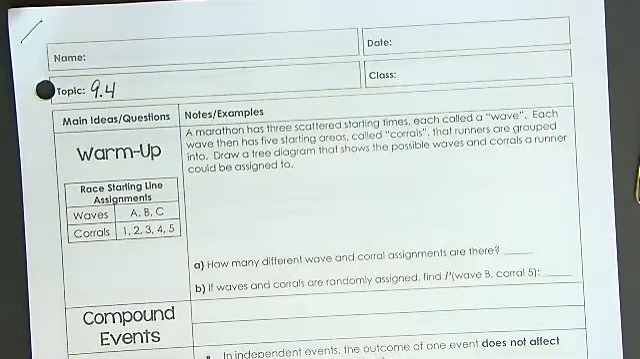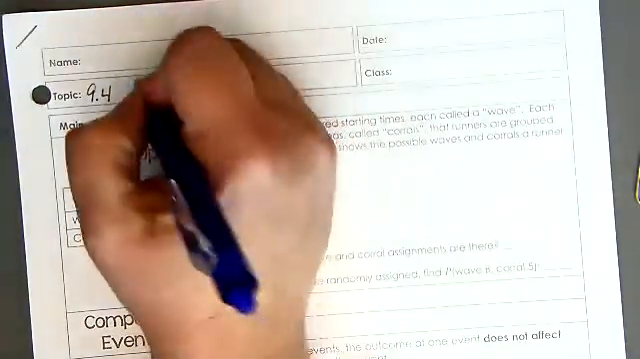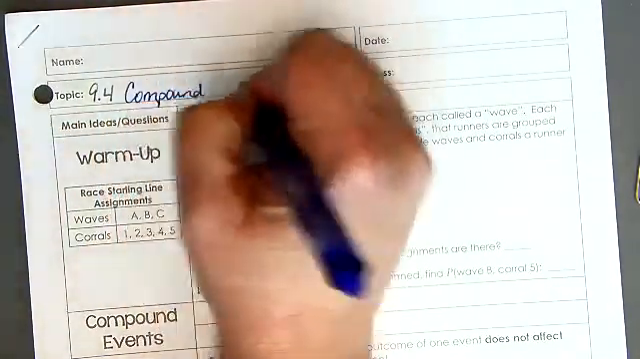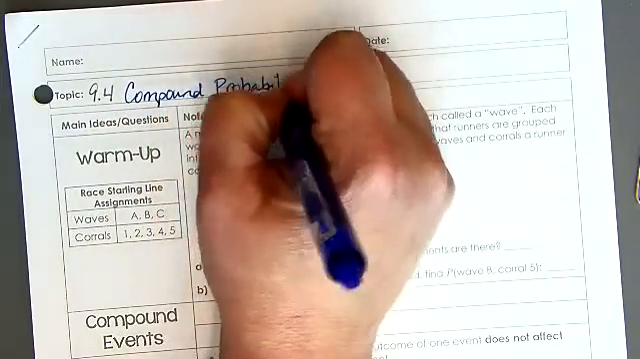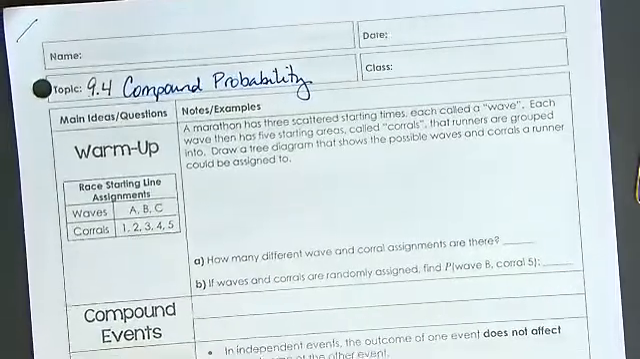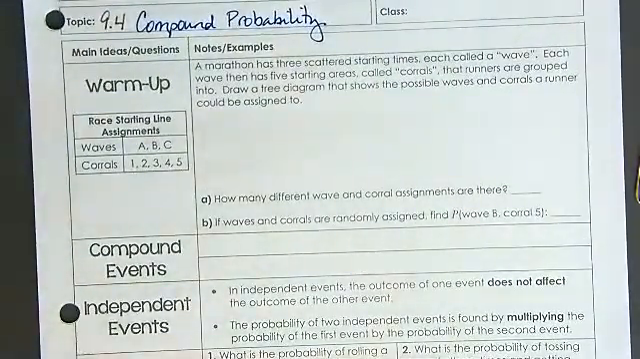Okay, so guys, today we are starting 9-4, which is compound probability, which is when you have independent and dependent events. And we'll talk about each one of those. As a warm-up, let's review what we've learned how to do with probability so far.